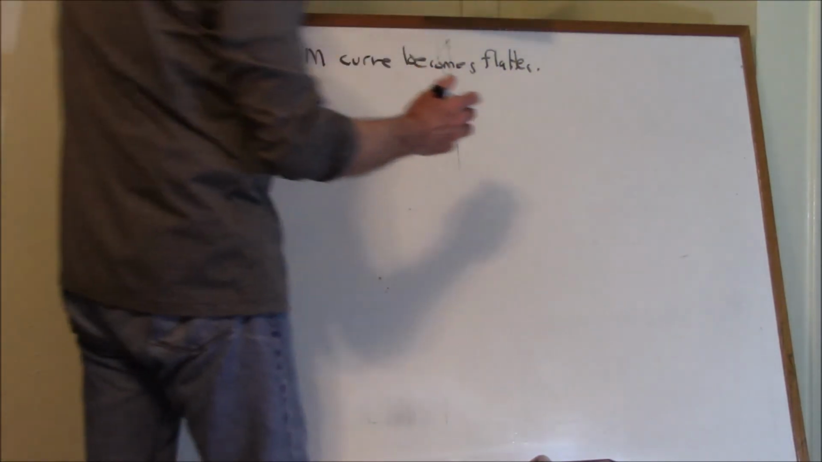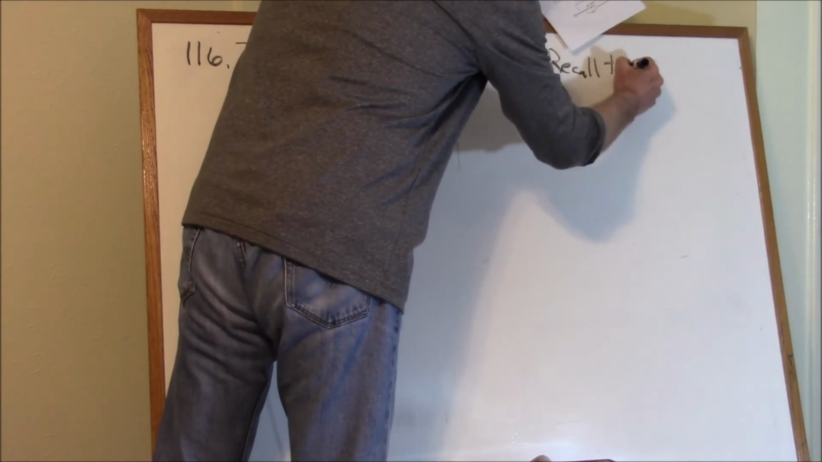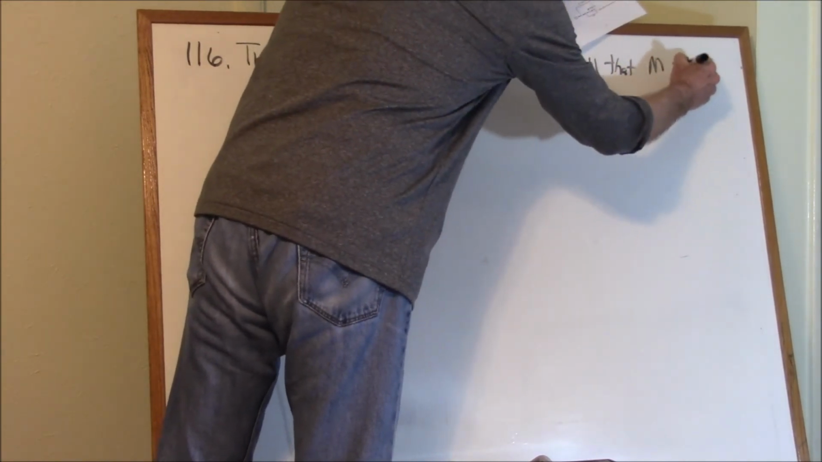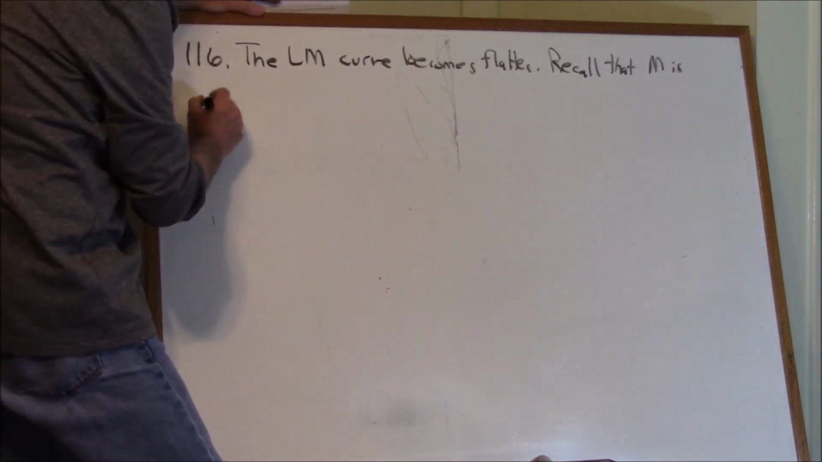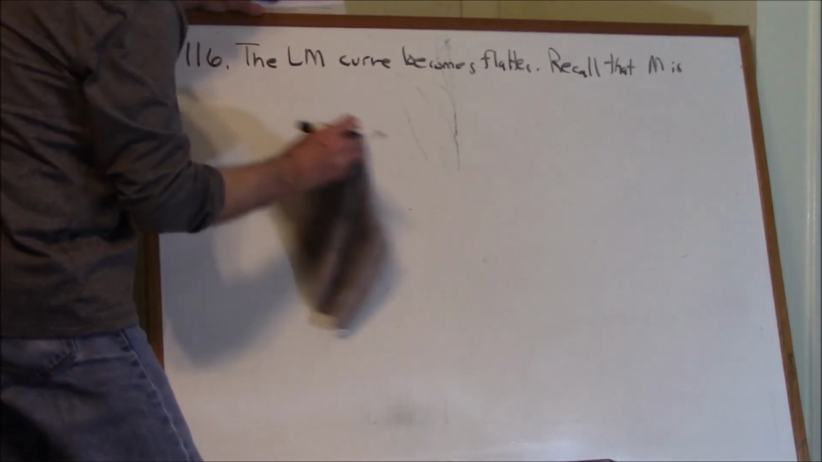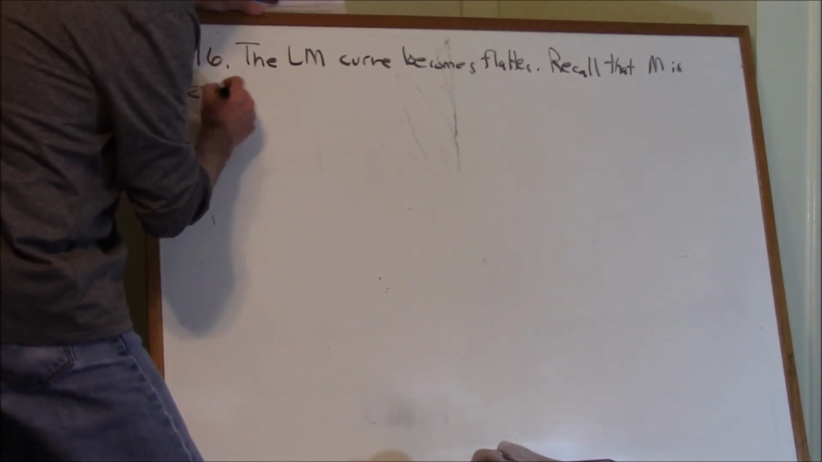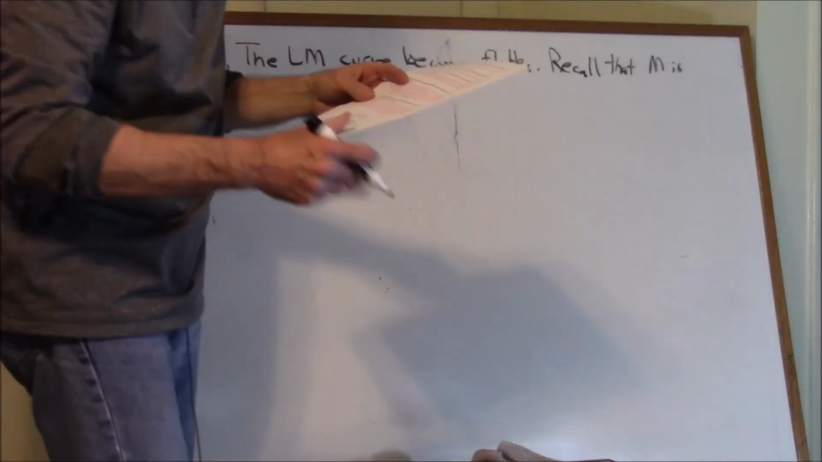So, here's the explanation. Recall that M is, I'm horribly tempted to try to fit exogenous over there, but I don't think it's happening. I don't want to take up that much space. Exogenous. How did that fit? Nicely. All right, exogenous.